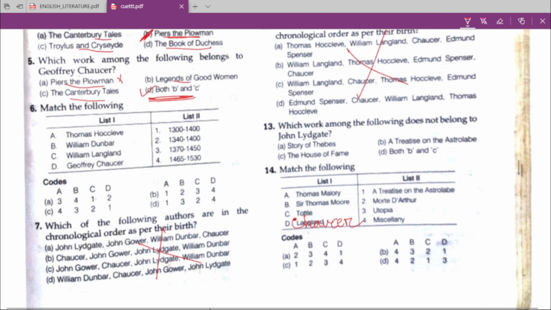And here, match the following: Thomas Hoccleve, William Dunbar, William Langland, Geoffrey Chaucer. So 1300 to 1400, 1340 to 1400. I told that Geoffrey Chaucer belongs to the period of 1340 to 1400. So this is the 2, so D equals 2. So here A is the right option: A3, B4, C1, D2.